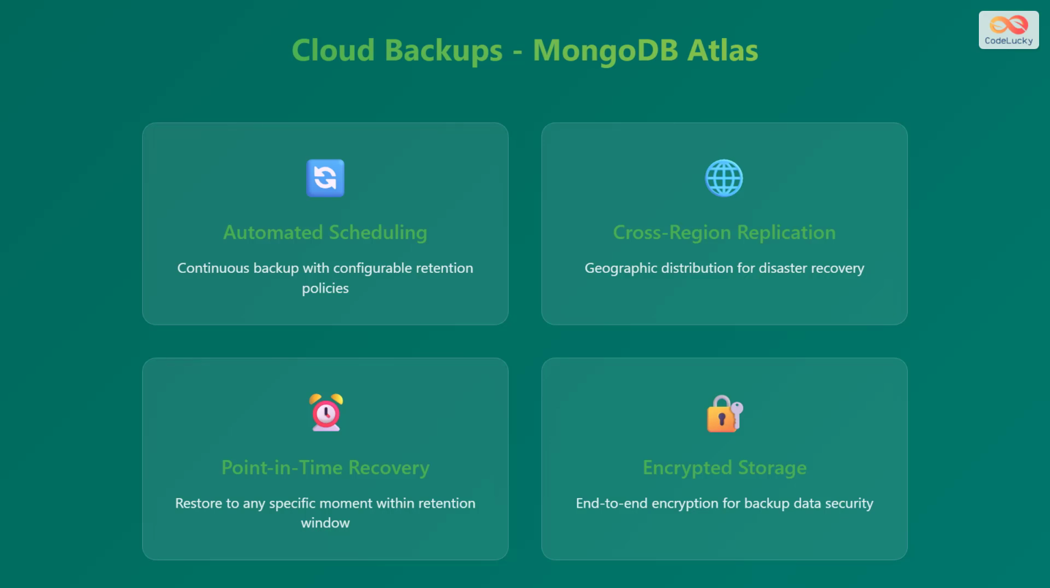Now we are going to explore cloud backups using MongoDB Atlas. Some features include automated scheduling, offering continuous backups with configurable retention policies. We also have cross-region replication, which provides geographic distribution for disaster recovery. There is also point-in-time recovery, allowing restoration to any specific moment within the retention window, and encrypted storage ensuring end-to-end encryption for backup data security.